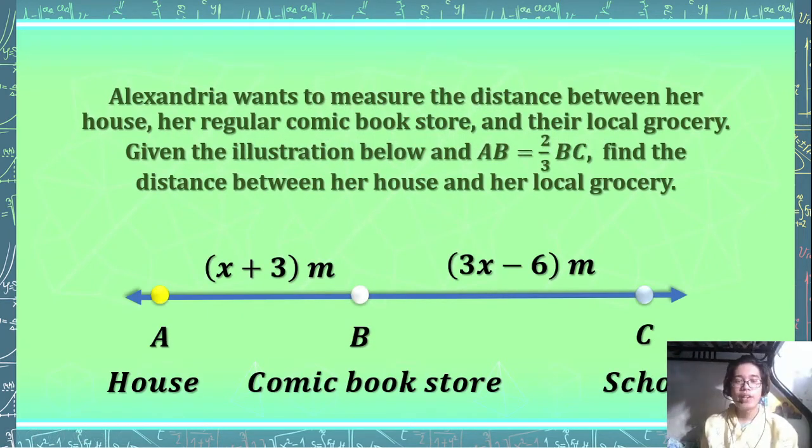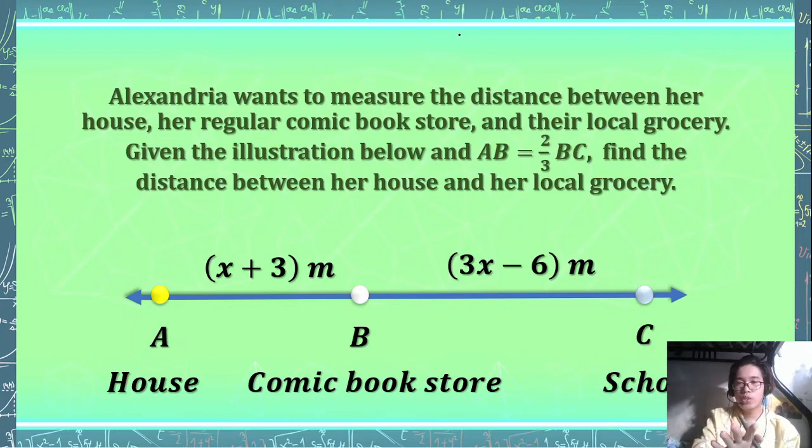We have here: Alexandria wants to measure the distance between her house, her regular comic book store, and her local grocery. Given the illustration below, and AB is equal to 2/3 of BC, find the distance between her house and her local grocery store.